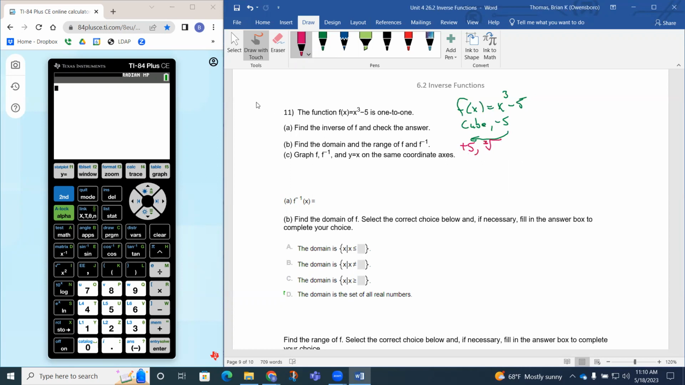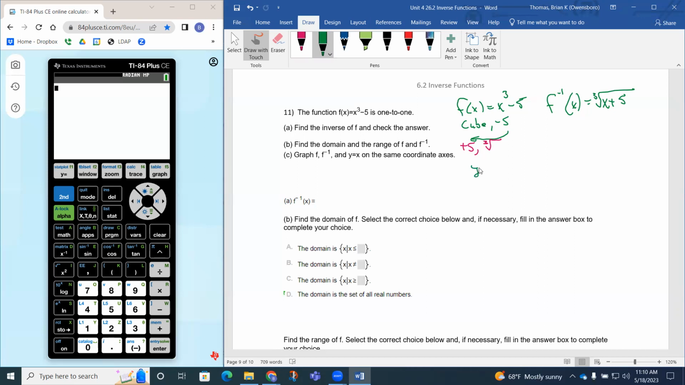answer. So the inverse of the function should be, we want to add 5 to x, and then we want to cube root all of that. So we should be looking at that as our answer. Now, remember, if we want to find the inverse, we can switch the roles of x and y.